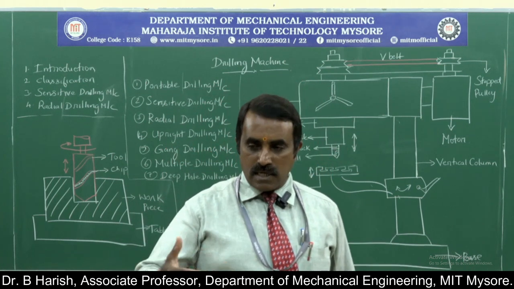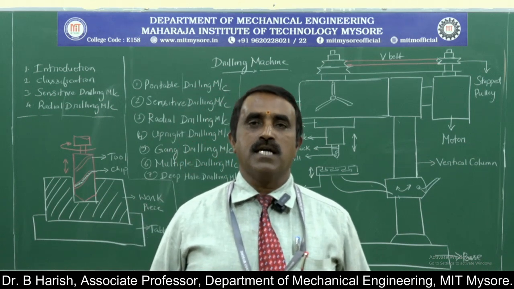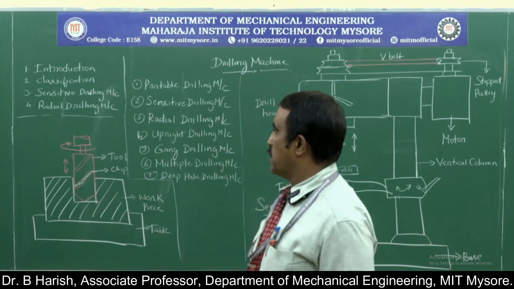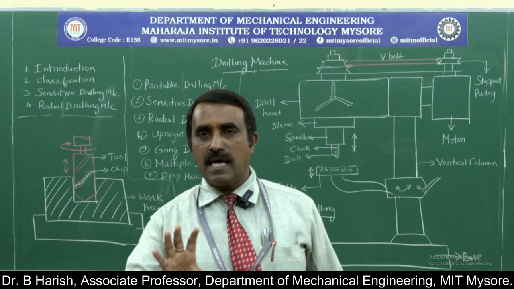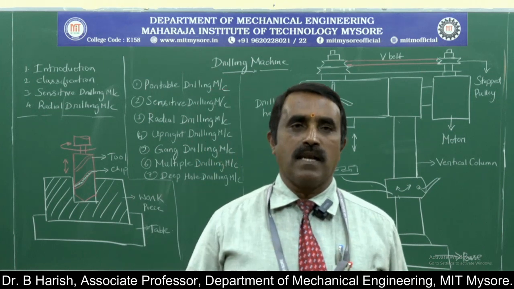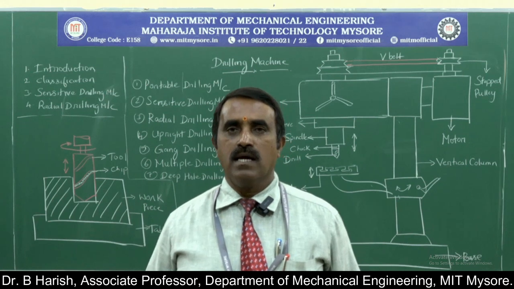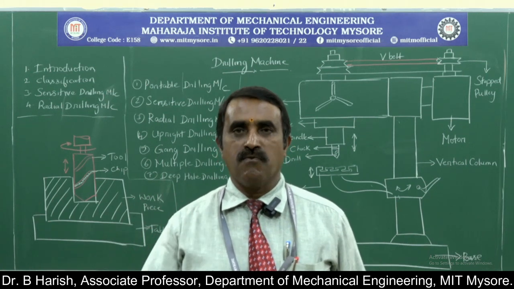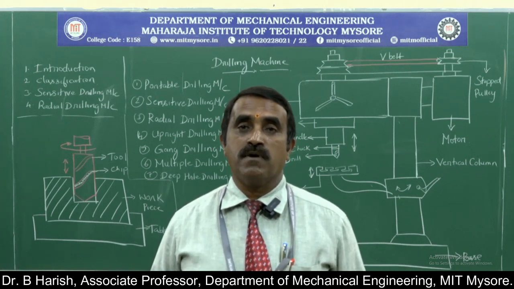Now let us briefly understand the features of each individual type of drilling machine. The first one is called the portable drilling machine. The name itself tells that it is portable. It is small in size, has a single motor, and can be carried to any location where the operation is performed. That type of machine is called a portable drilling machine.